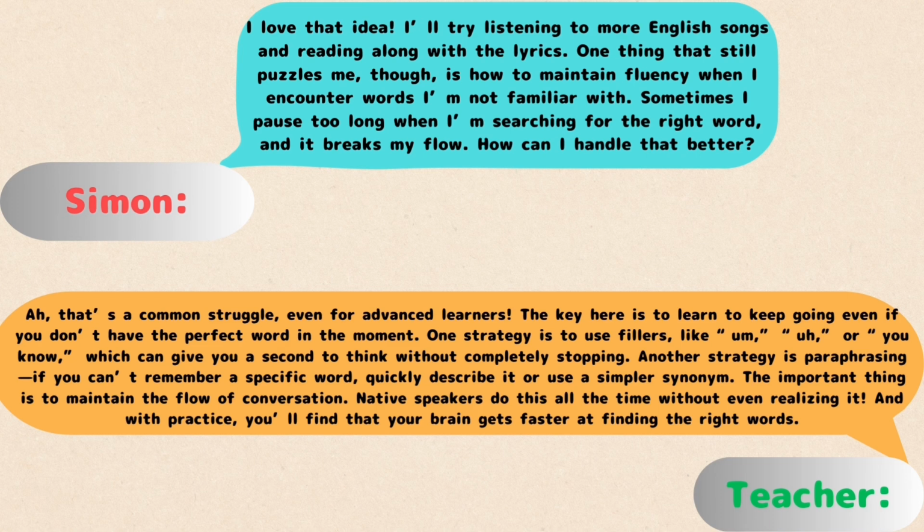One strategy is to use fillers like "or," which can give you a second to think without completely stopping. Another strategy is paraphrasing. If you can't remember a specific word, quickly describe it or use a simpler synonym. The important thing is to maintain the flow of conversation. Native speakers do this all the time without even realizing it. And with practice, you'll find that your brain gets faster at finding the right words.